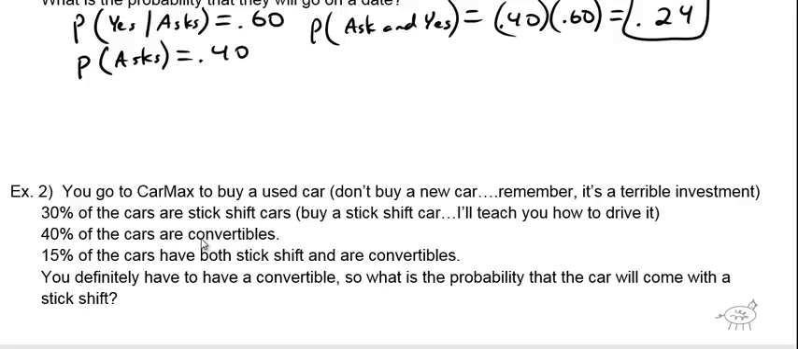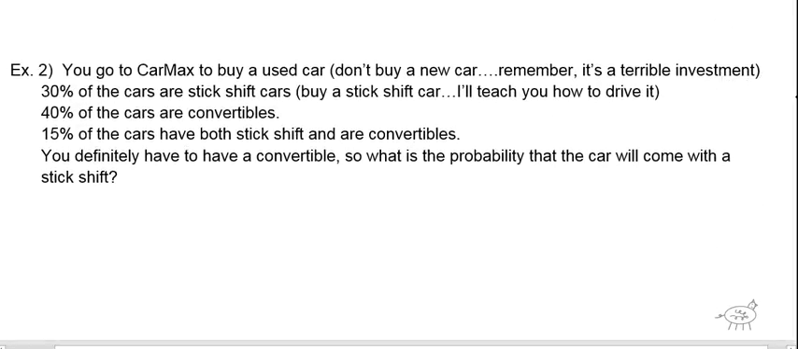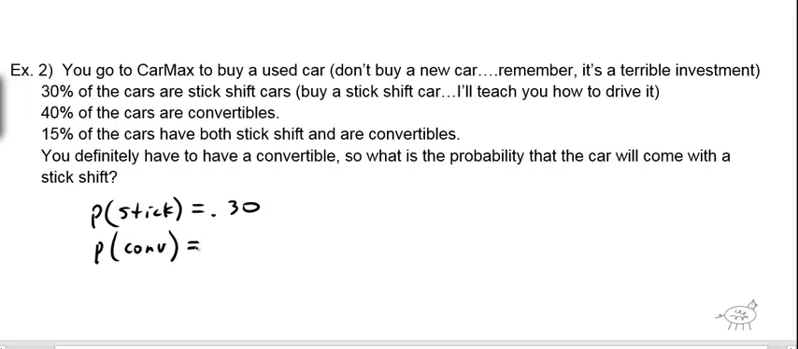Sorry. It says 30% of the cars are stick shift. So let me write some of the probabilities out here. Okay. So the probability that it is a stick shift is 0.30. Okay. The probability that it's a convertible, nice, is 0.40. And the probability of stick and convertible is 0.15.